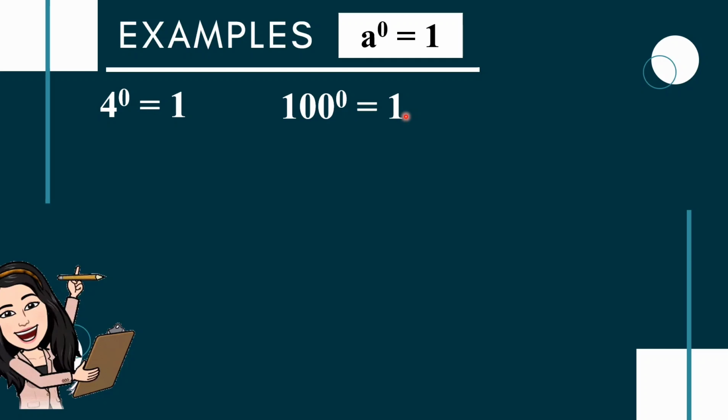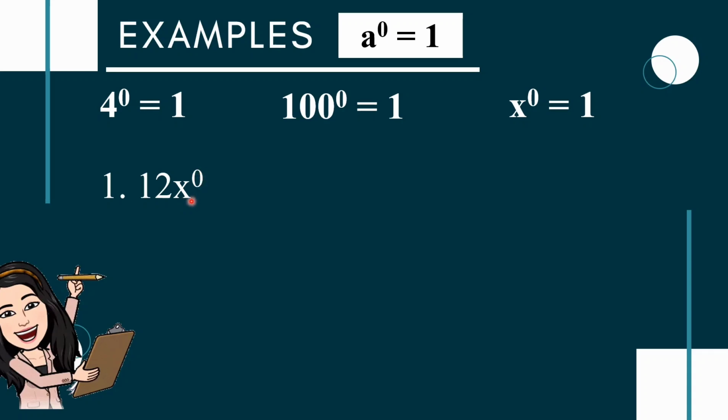Even when a is equal to a variable, x raised to 0, that is equal to 1. So let us take a look at this given example. For example number 1, we have 12x to 0 or x raised to 0. Dito sa ating given expression, si 0 ay exponent nino or kaninong power si 0? Kay 12 ba o kay x? Okay, very good. Ang 0 ay power lamang ni x, hindi ni 12.